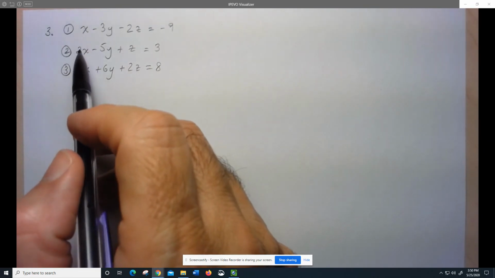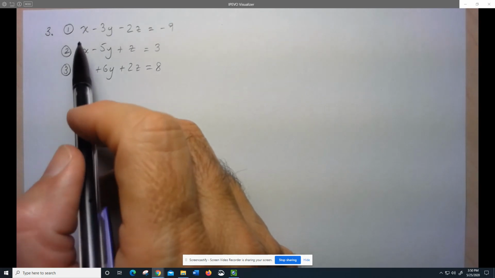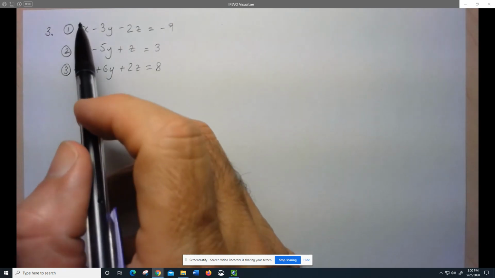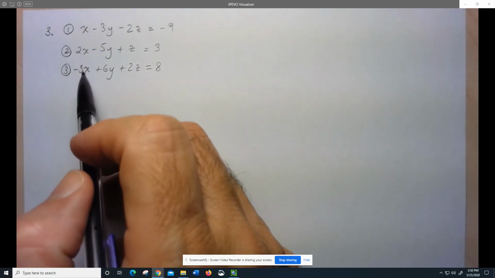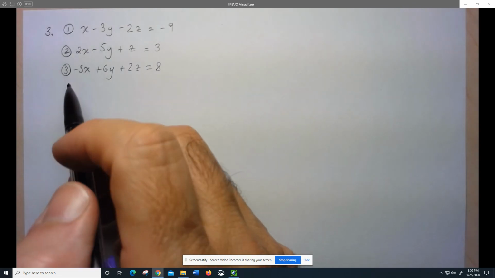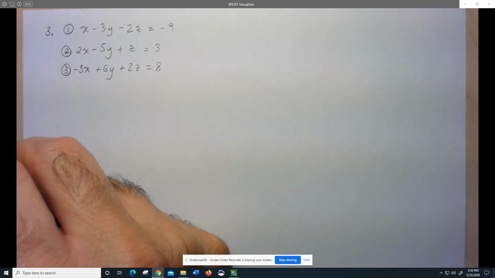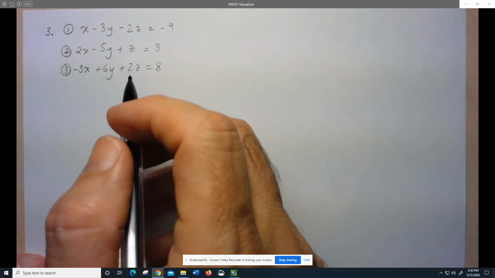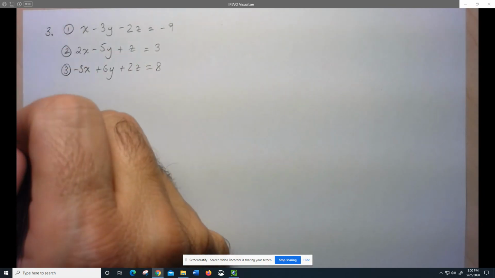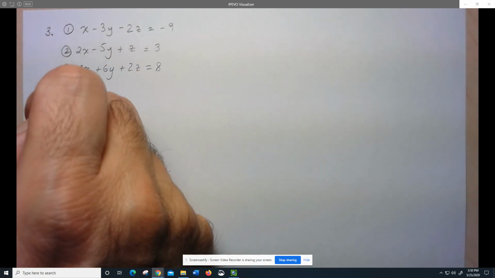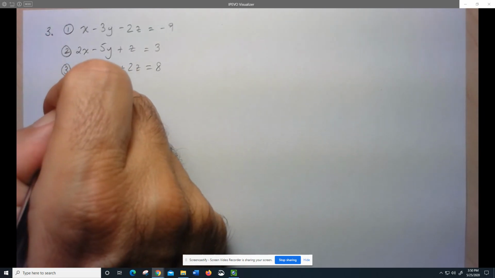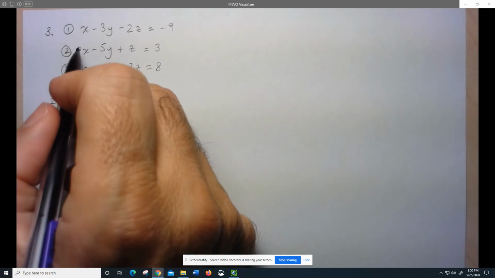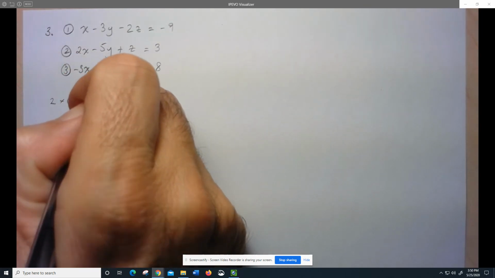So I'm going to use the first two equations to eliminate x, and then I'll work with equation 1 and 3 to eliminate x again, okay? Because I've got this nice x, makes it easy. I could have done something similar with the z's, okay? Really doesn't matter. So let's start here. So I'm first going to multiply equation 1 by 2, okay? And then I'm going to subtract equation 2.